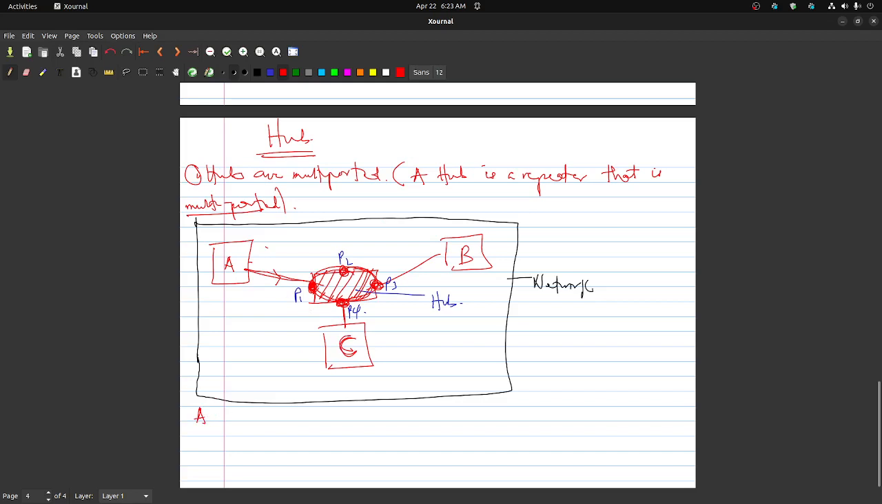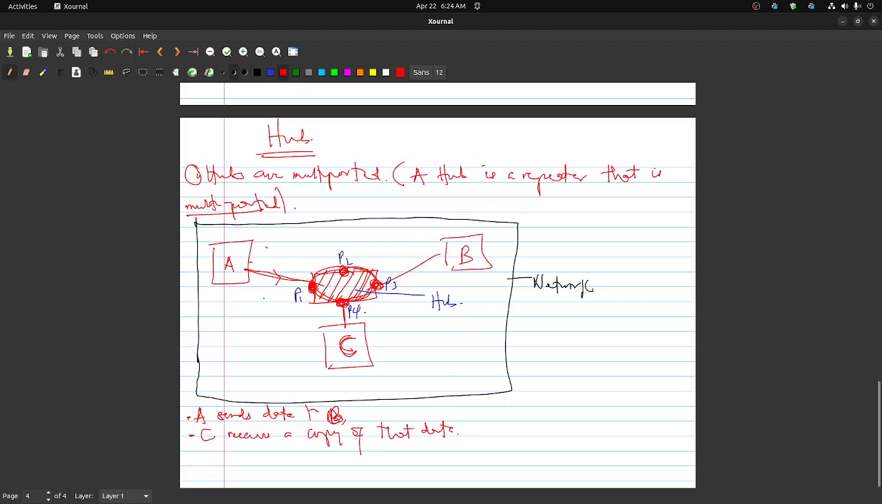A wants to send data, so A sends data to B. That's the first thing. But then C will receive a copy of that data.